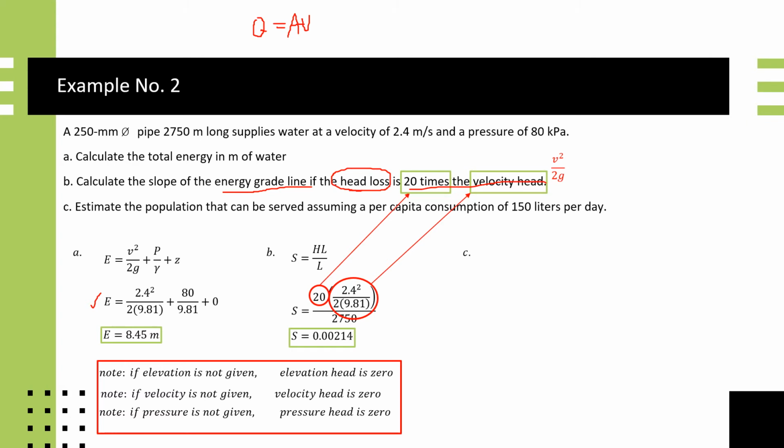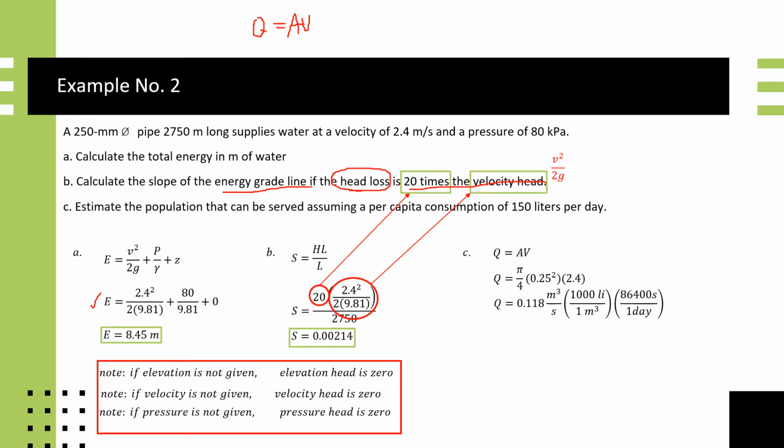Estimate the population that can be served assuming a per capita consumption of 150 liters per day. So, meron kang 150 liters per day. Ang given is population. Ang ating kailangan kunin is the total population. So, kailangan nating alamin ang discharge ng ating pipeline. Ang discharge ng ating pipeline is makukuha gamit ang formula na to. Q is equal to AV. Meron kang area, makukuha mo yan kasi given ang diameter and then given ang velocity. So, makukuha mo si discharge in terms of cubic meters per second.